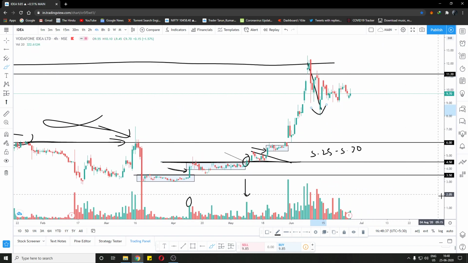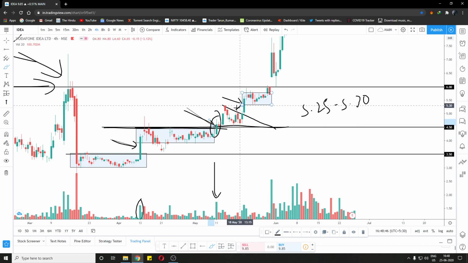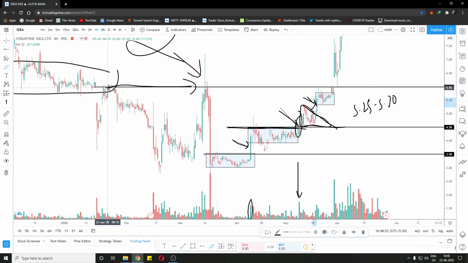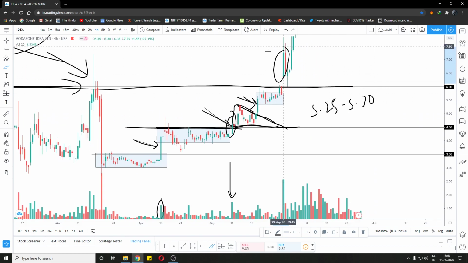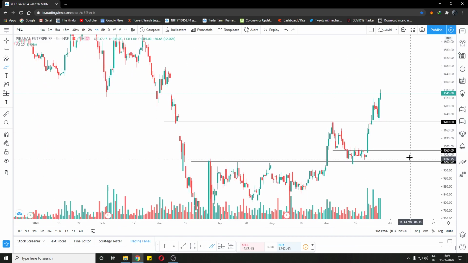So what we do is we wait for breakout and we enter. So after this range, this was a breakout, we enter. Then we had another trend line triangle example, another breakout, we can enter again. Then we had 6 rupee resistance, market gave another breakout, and then it came for a retest as well, as you can see. So there were multiple breakouts. Now last example, PEL, which is a very good example.